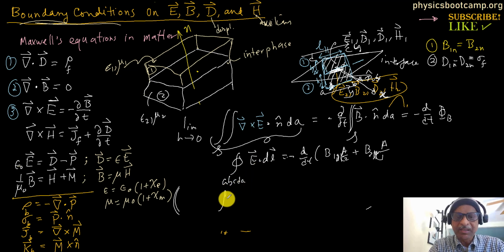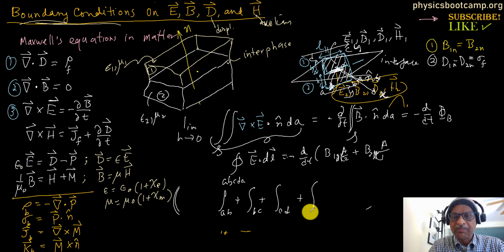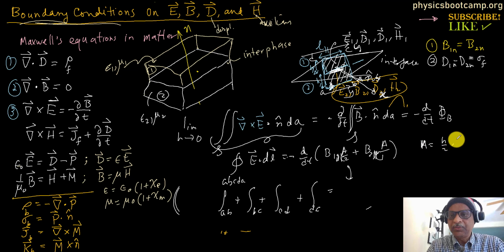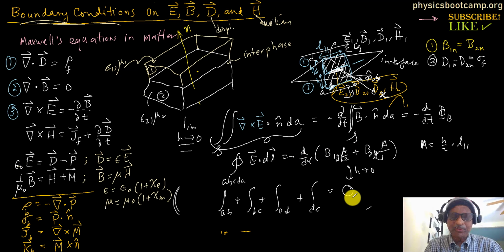This will be A to B, plus B to C, plus C to D, plus D back to A on the left side, and on the right side will be this stuff. So when I take the limit h goes to 0, this area is h over 2 times the parallel length. When h goes to 0, the right side goes to 0. That's very interesting, the right side simplifies so easily.